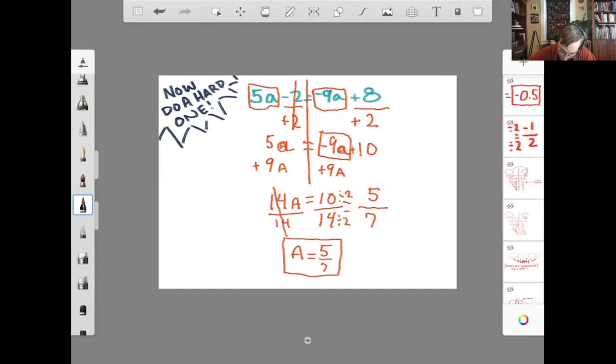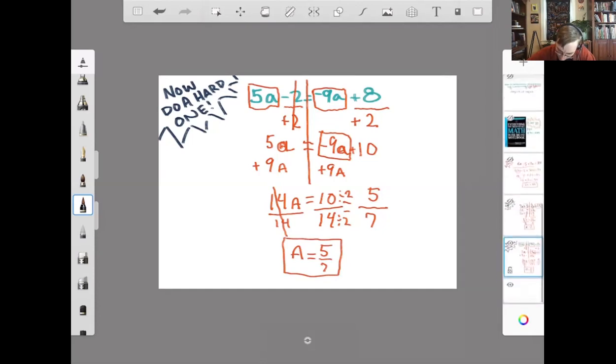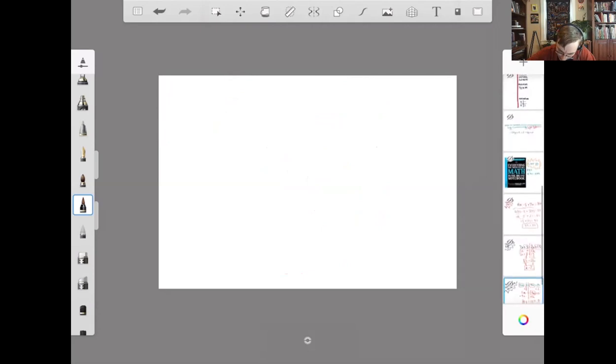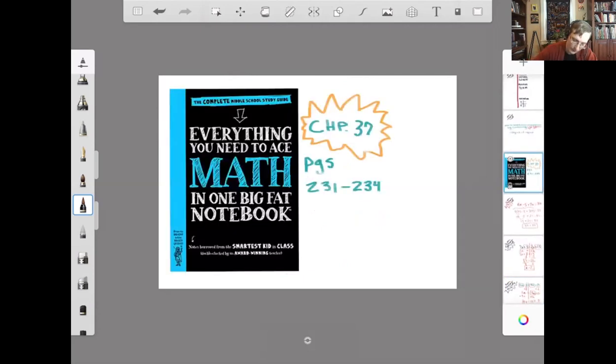So folks, everything that I showed you today is actually available to you to look at in this book. If you go to the Schoology Math course, you can download this book as a PDF and you can read any chapter you want. But if you want to do more problems similar to what we just looked at, you should turn to page 231, which will take you to chapter 37. You should read through pages 231 to 233 and then try the exercise that's on 234, which you can check yourself.